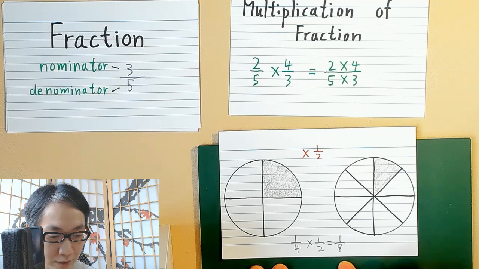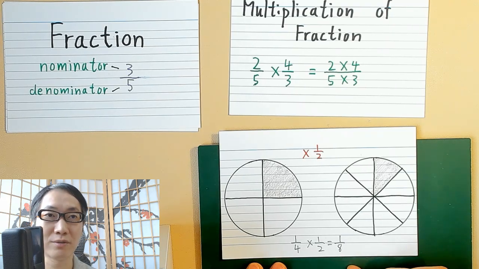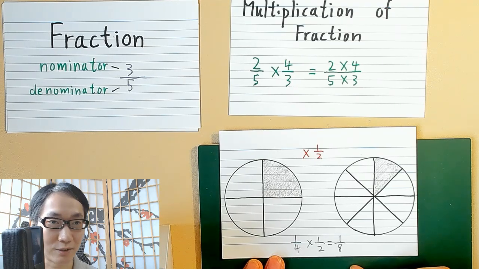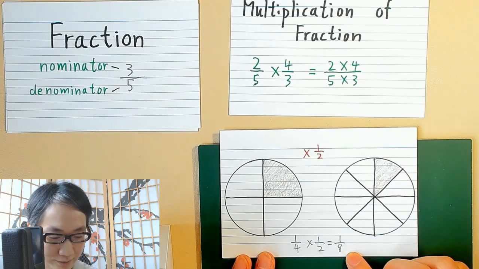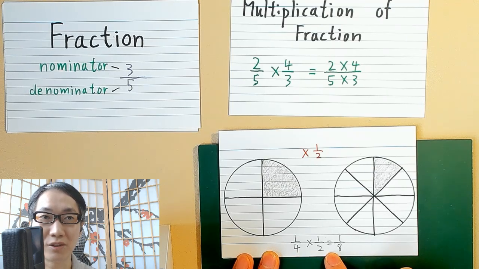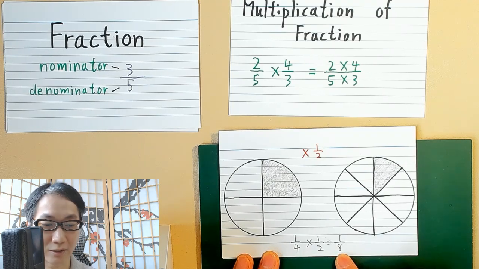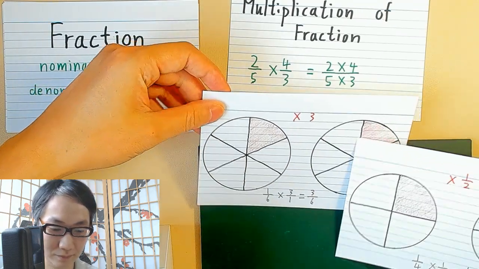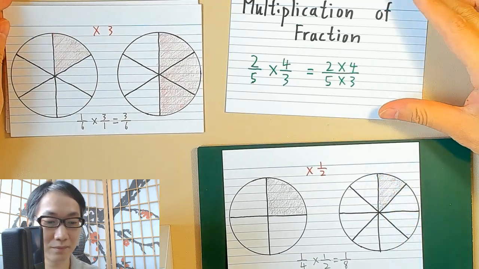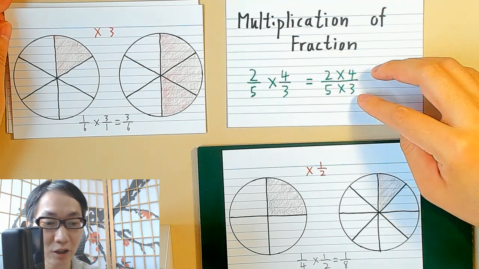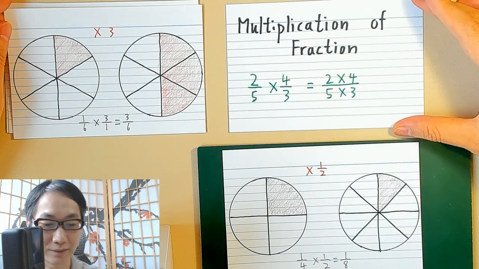However, each portion is half the size it was before. And we are still taking 1 portion, which means we are taking half of what we had. So yeah, and then we get 1 over 8. So see, 2 is multiplied to the 4. The denominators are multiplied together. So both of these together, the numerators are multiplied together and the denominators are multiplied together.